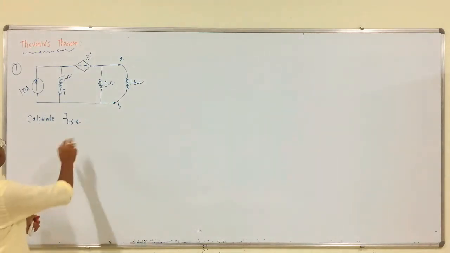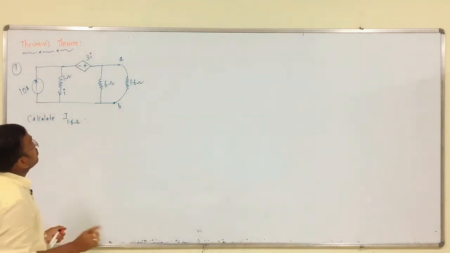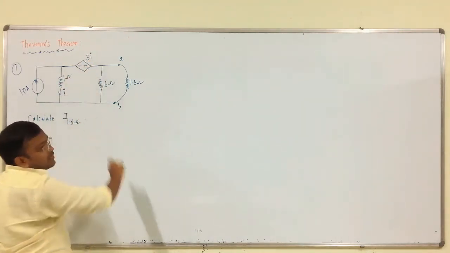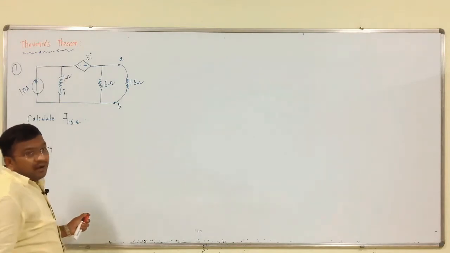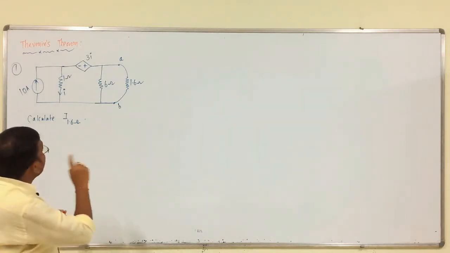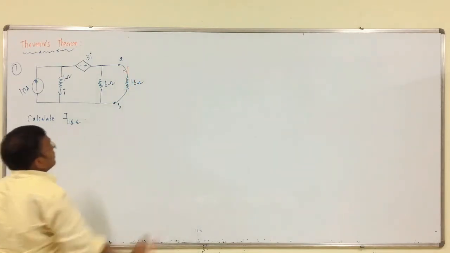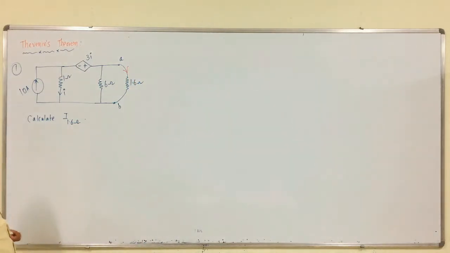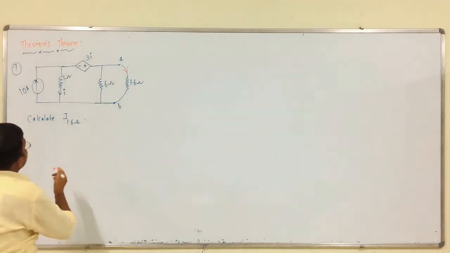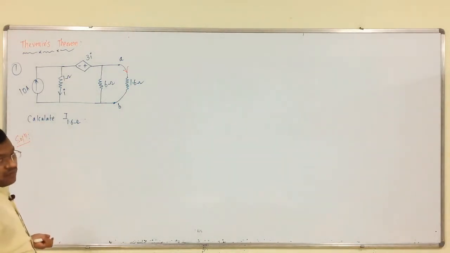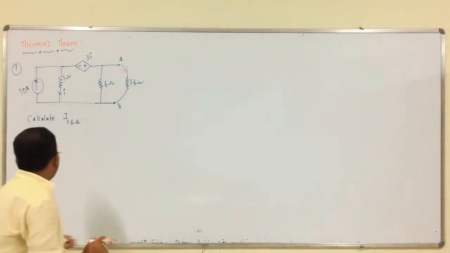So, here the circuit has one independent source and one dependent source. This is a current controlled voltage source. The tray is nothing but the voltage value. From this, we have to calculate the current through this 1.6 ohm branch. Solution. What is our first step? First we have to calculate VOC, right?